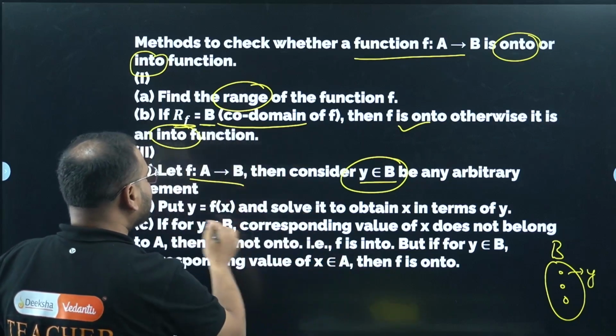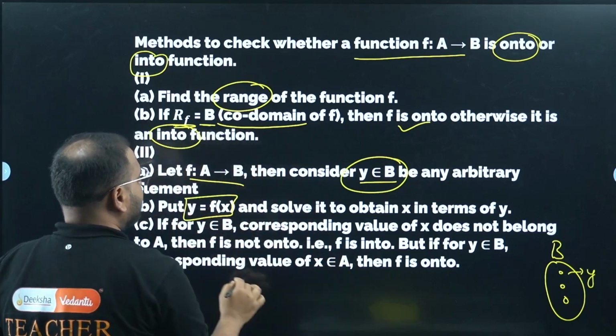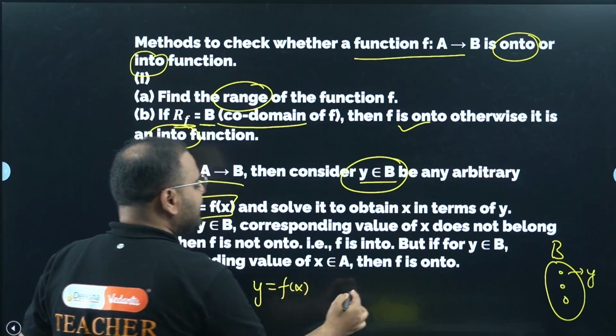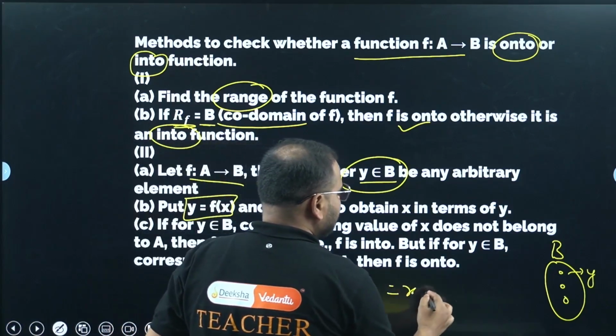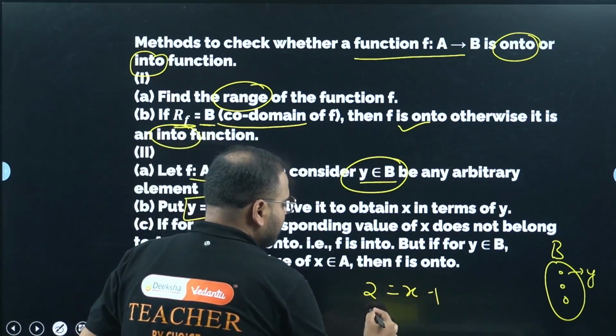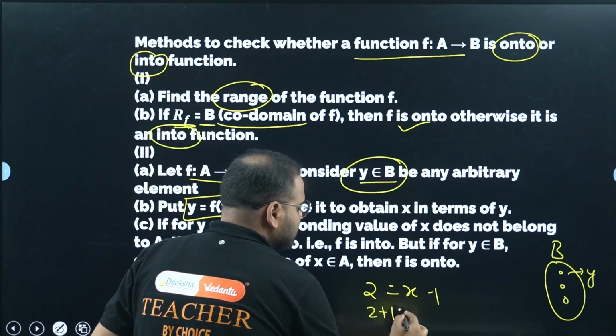And for that you solve this equation. Let's say y equal to f(x). The function can be linear also. Let's say I take 2 equals x minus 1. Then what are you going to do? I'll bring this 1 here, to 2 plus 1. This is just for example, okay?